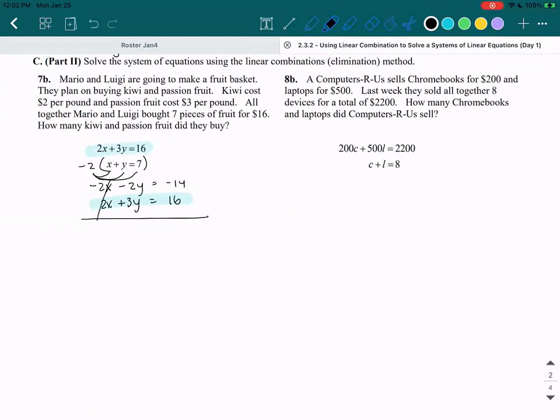3y and -2y will just give us regular old y, 1y. 16 and -14 gives us 2. So y is equal to 2. We are not done yet. This is simply step 3. We have finished solving for y is equal to 2.